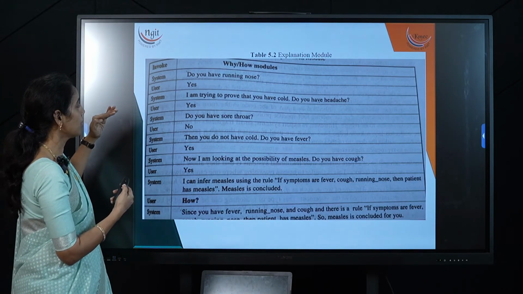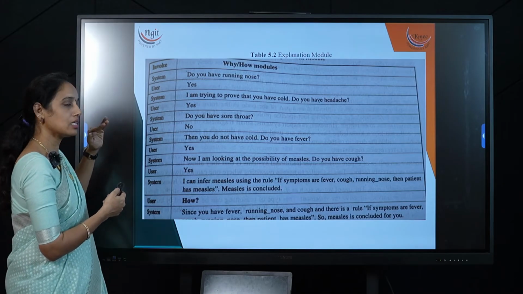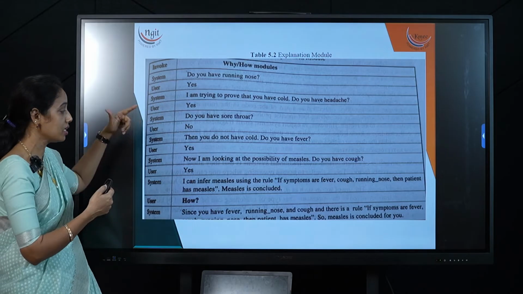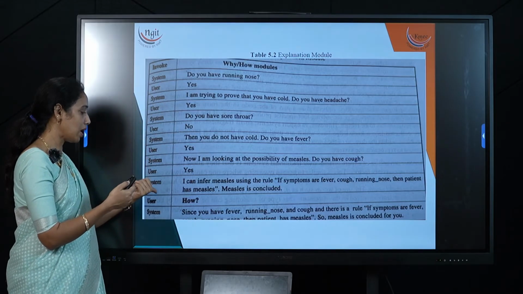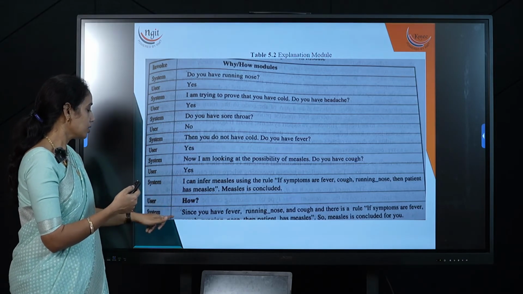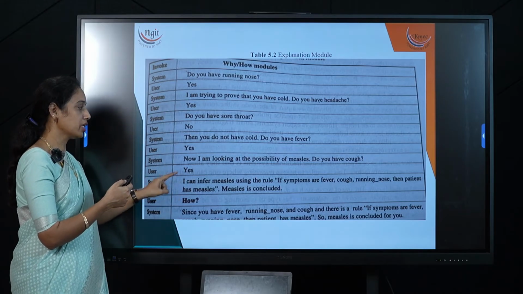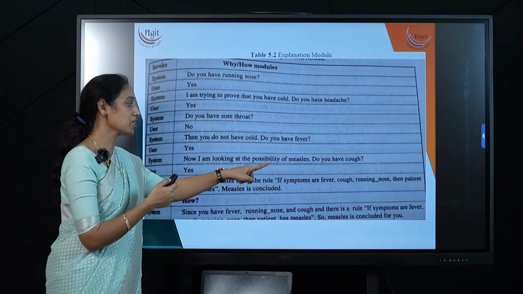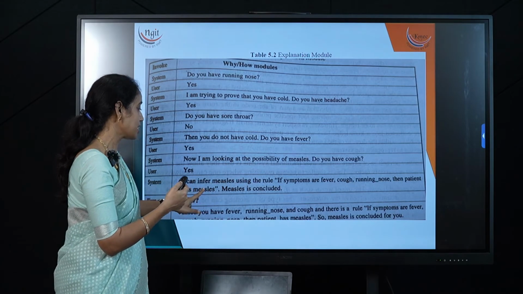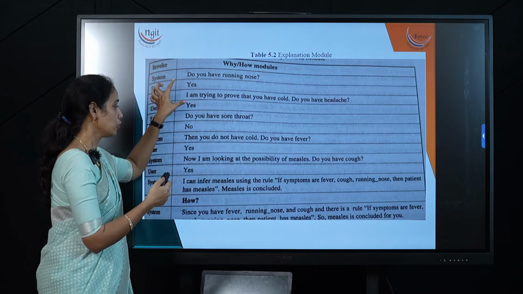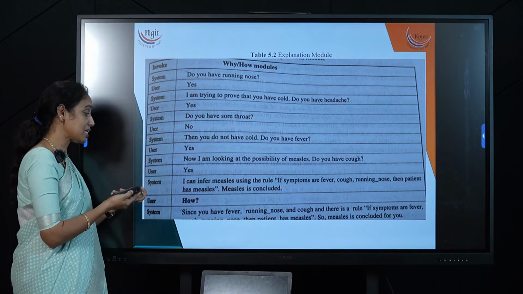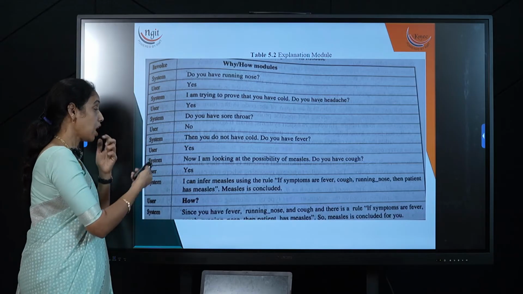Like the earlier user module, there are the system and user, but it will give us a conclusion at last, based on the questions the system has asked and the answers you have given. Here you see, I can infer measles using the rule: if symptoms are fever, cough, running nose, then patient has measles. For your particular statements, you have measles. Then the user is asking how. That is the how module.